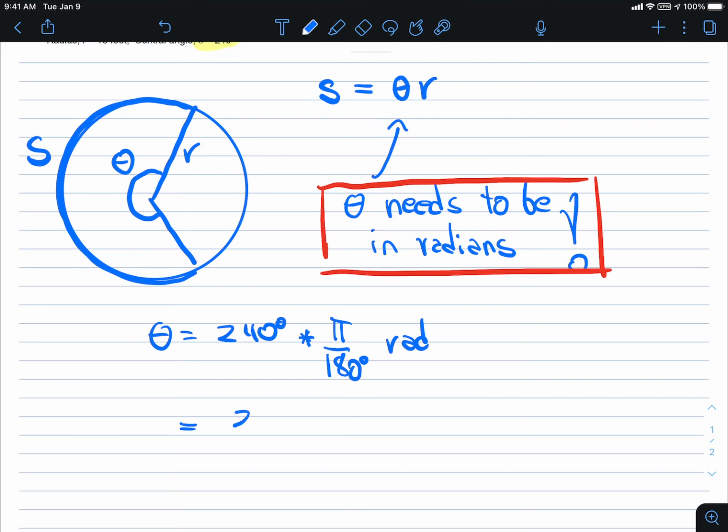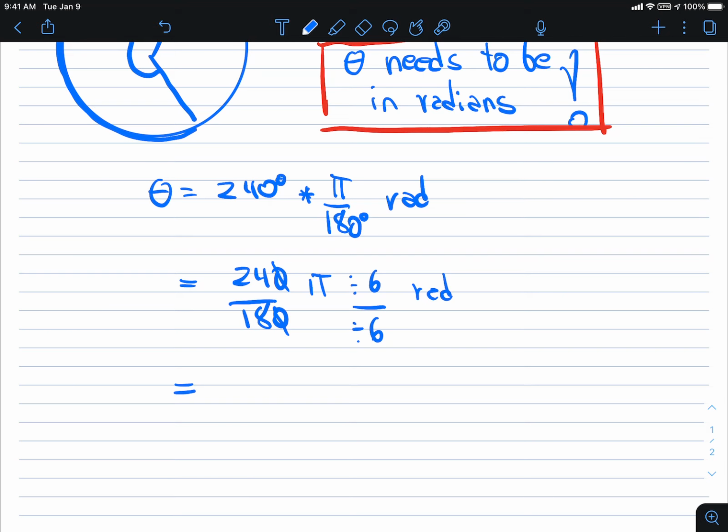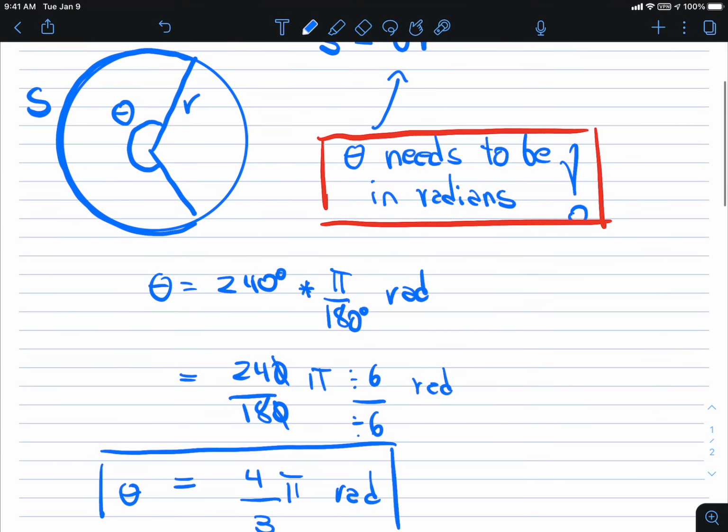So I have 240 over 180 pi. Divide this. 24 and 18. They're both multiples of 6. So if I divide by 6 top and bottom, this is in radians, I'm going to get 6 times 4, 24. So this is a 4. And then 3 pi radians. So that's my theta right there. And that's what goes into my previous formula there.